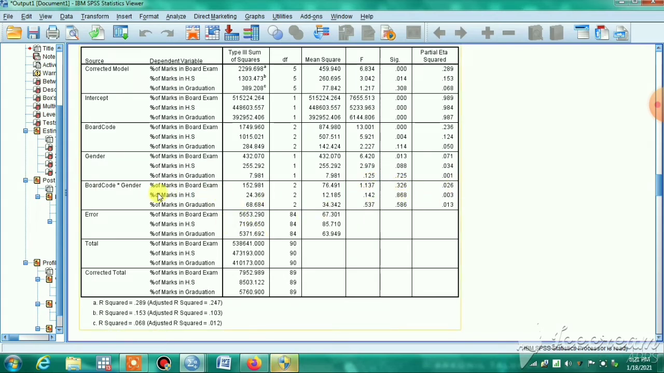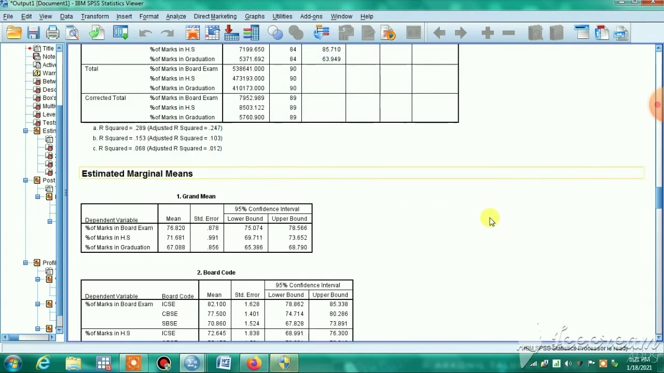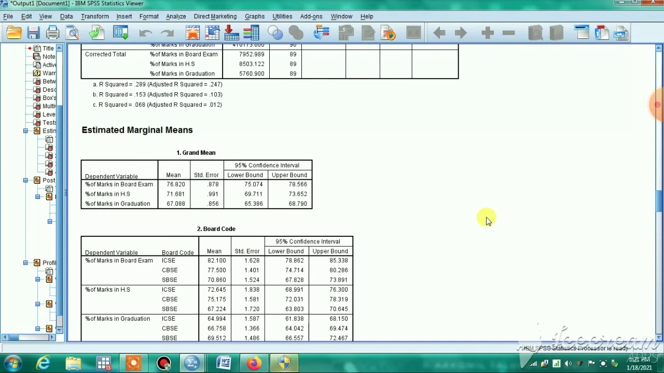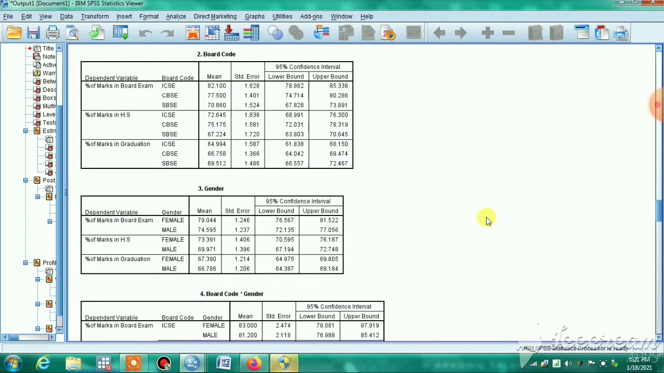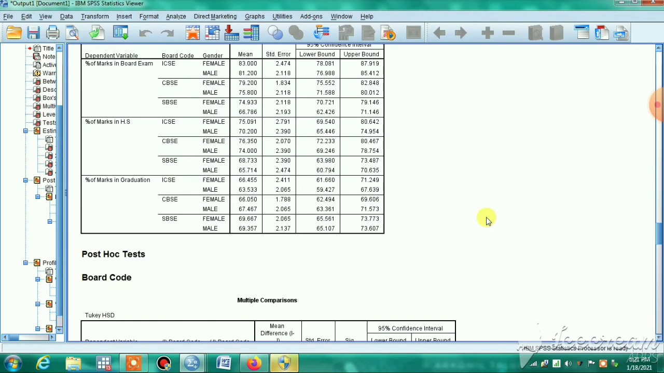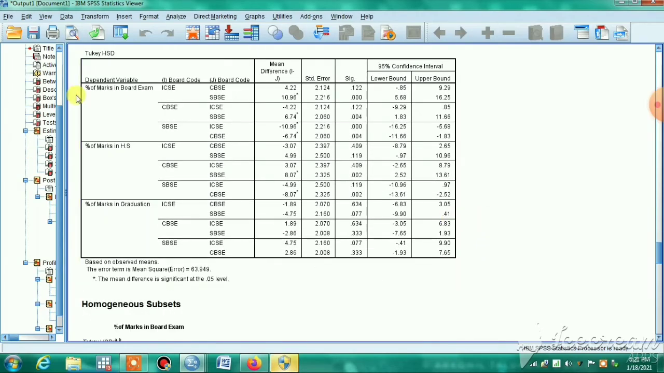Similarly, interaction is also not significant for the differences in marks in both board exam, HS and graduation. That means in all the three dependent variables, the interaction of board code and gender is not significant. In this way we can explain the tables. Similarly, this is board code. The most important is post hoc.